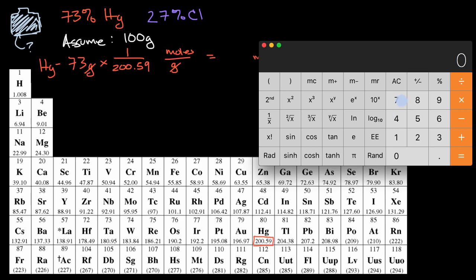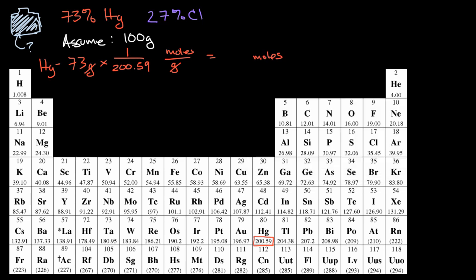So I'll take 73, and we're just going to divide it by 200.59, which is going to be equal to 0.36. And I'll just say 0.36 because this is going to be a little bit of an estimation game. And significant digits, I only have 2 significant digits on the original mass of mercury. So 0.36 moles, roughly.